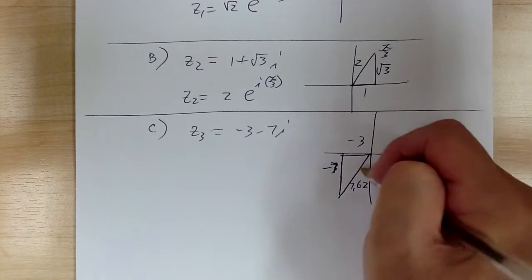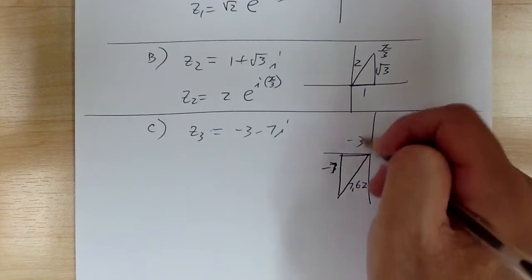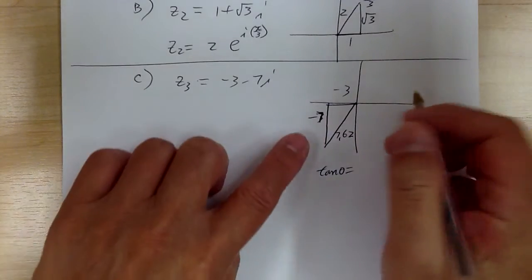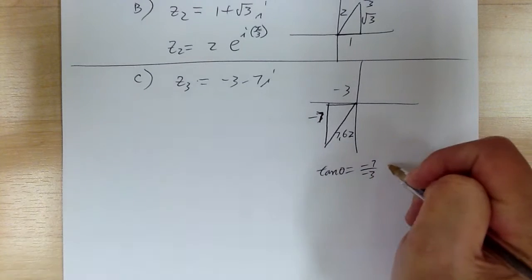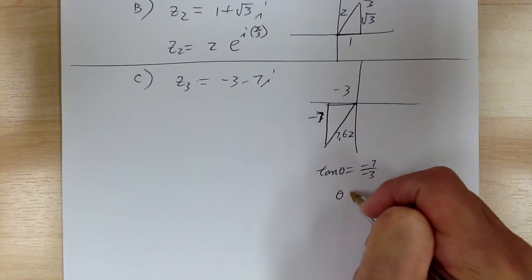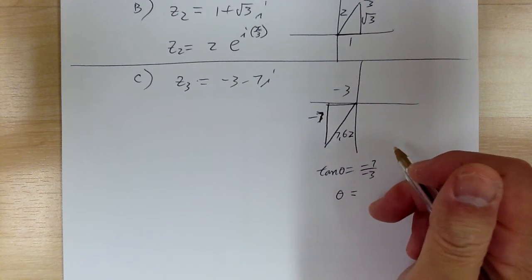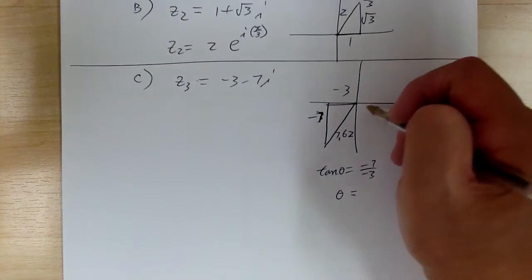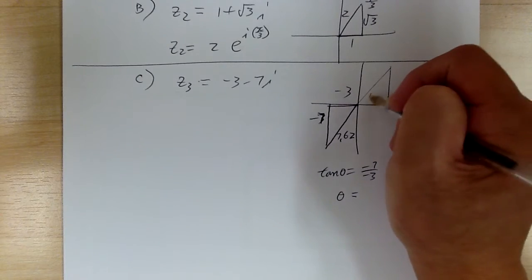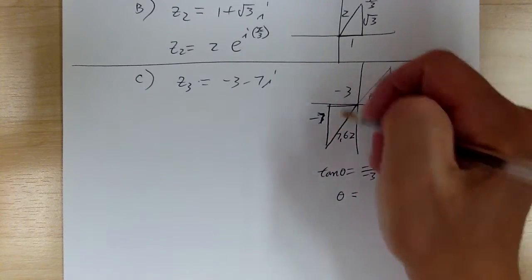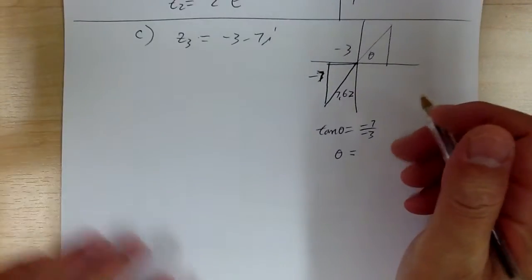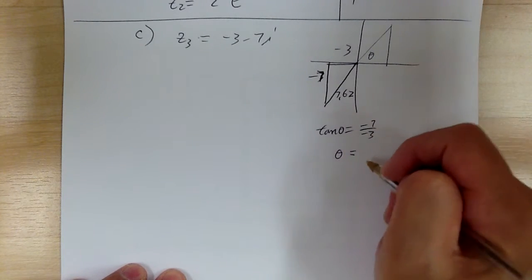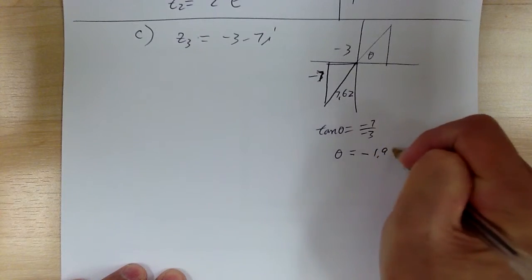and the angle theta. So from here, tangent theta equals negative 7 over negative 3, and so theta is equal to... Now the angle that you get from the calculator will give you this angle over here. So to get this angle, you have to add pi. Okay, so once you calculate, you're going to get negative 1.98.